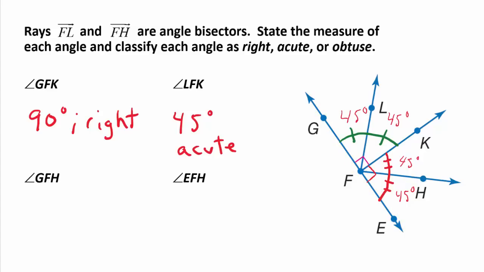Now let's take a look at angle GFH. I'm going to highlight GFH. If you notice, that's 45, 45, and 45 degrees, which would give us a total of 135 degrees, and that's going to be an obtuse angle. The last angle we're going to take a look at is angle EFH. And again, we've already measured that. That's going to be 45 degrees. Since it is less than 90, it's going to be an acute angle.